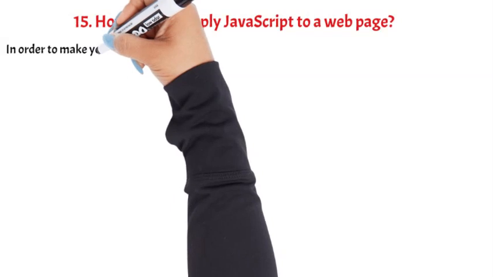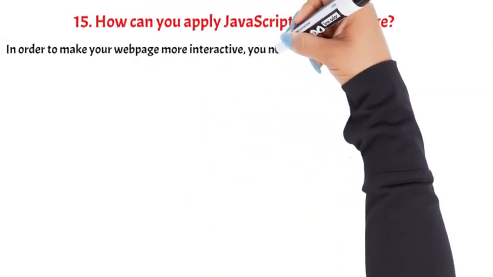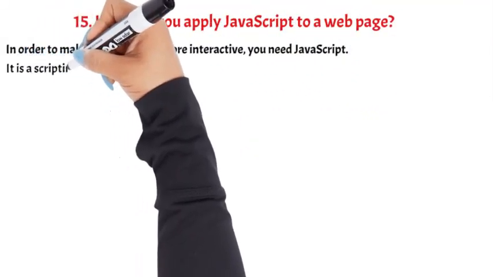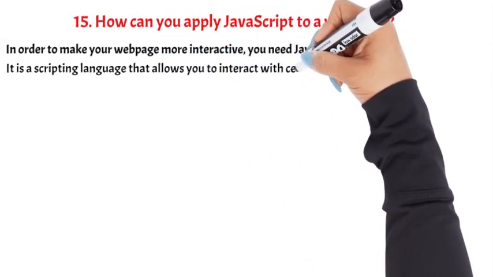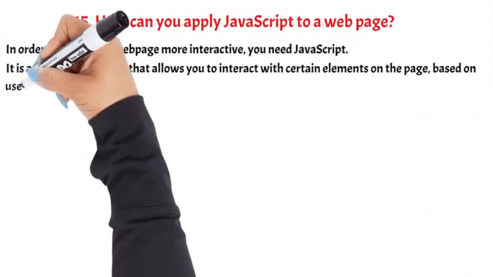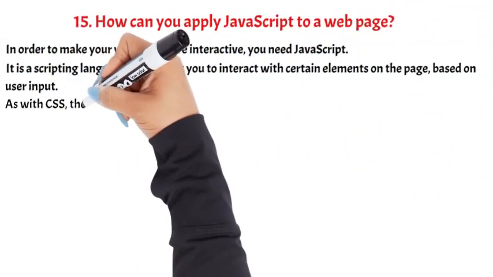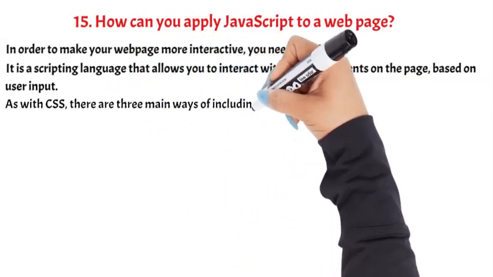15. How can you apply JavaScript to a web page? In order to make your web page more interactive, you need JavaScript. It is a scripting language that allows you to interact with certain elements on the page, based on user input. As with CSS, there are 3 main ways of including JavaScript.